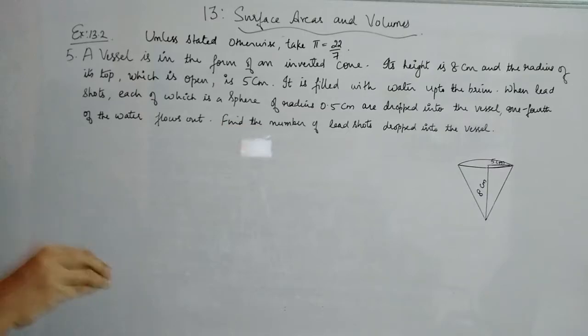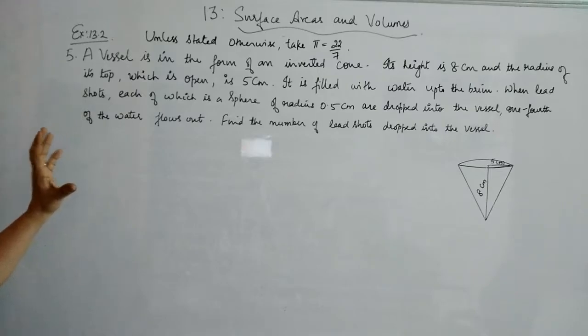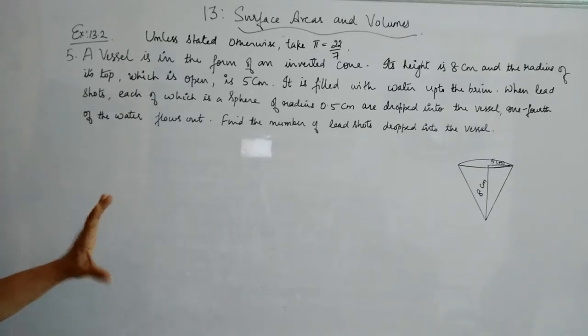So when these lead shots are put into the vessel, some of the water will flow out, and that is given to be 1/4 of the total volume of the water which was contained in the vessel will be flowing out. Okay, and you have to find out how many lead shots have been put into the vessel.